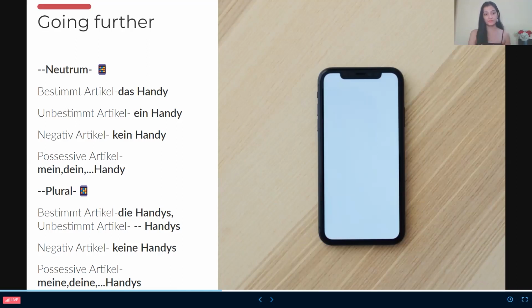But in negative and possessive, of course, E will come. So keine E, meine, deine E. So the Handys: keine Handys, meine Handys, deine Handys. The mobile phones. No phones, my mobile phones, your mobile phones, and so on.